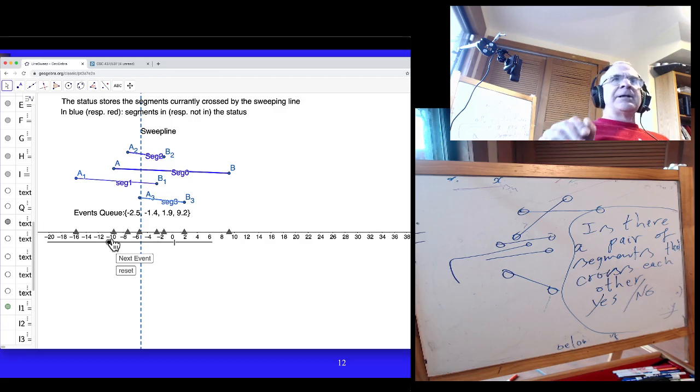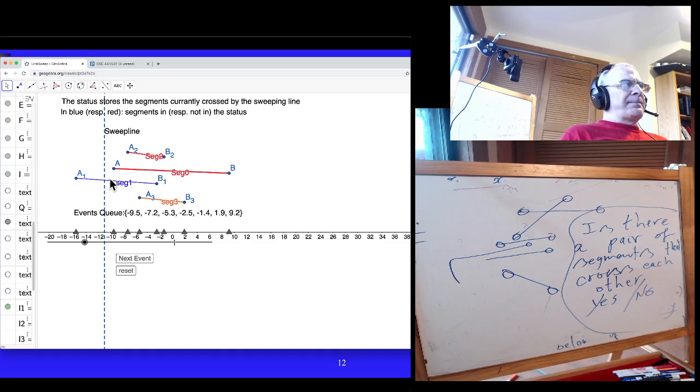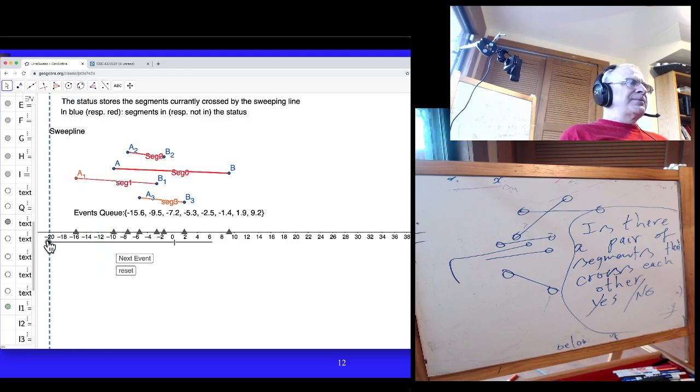Furthermore, it will even store them in the correct order. Who is below whom? The status will say, oh, I cross S3 before I cross S1. But at other points, right here, the status will say, oh, only segment 1 is in the status. That's why it's blue. Being blue in this app means that you're in the status. And when we start the line sweep, none of the segments are in the status. There are no intersections at all.